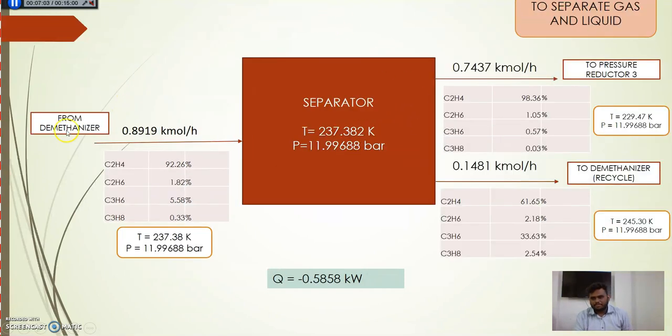So it will enter the separator, not the demethanizer, with the flow rate 0.8919 kmol per hour, temperature 237.38 Kelvin, pressure 11.99688 bar. The top product is 0.7437 kmol per hour, and the temperature is 229.47 Kelvin, and the pressure is 11.99688 bar. And the bottom product is 0.1481 kmol per hour with a temperature of 245.30 Kelvin, pressure 11.99688 bar. The function of the separator is to separate gas and liquid, and the energy release is negative 0.5858 kilowatt.